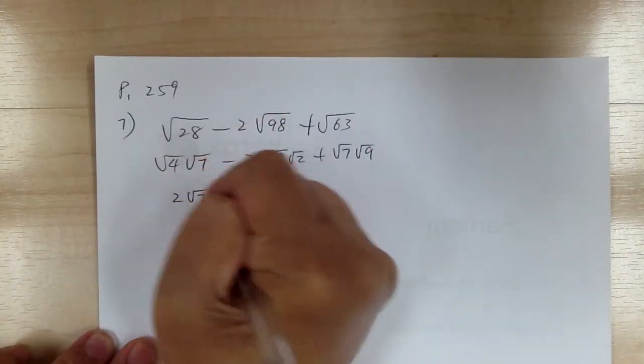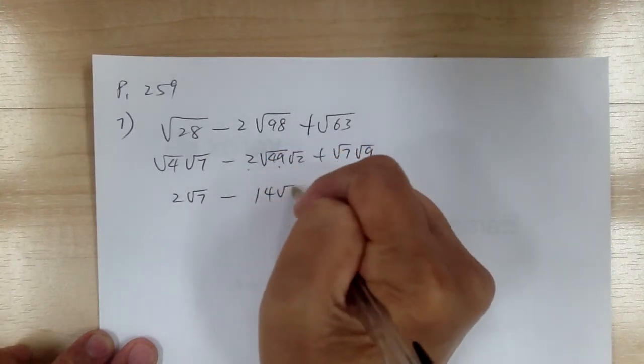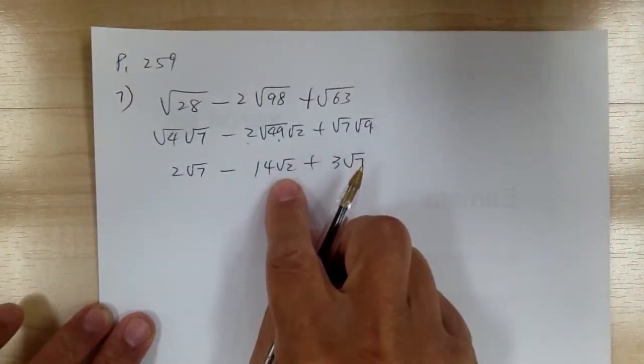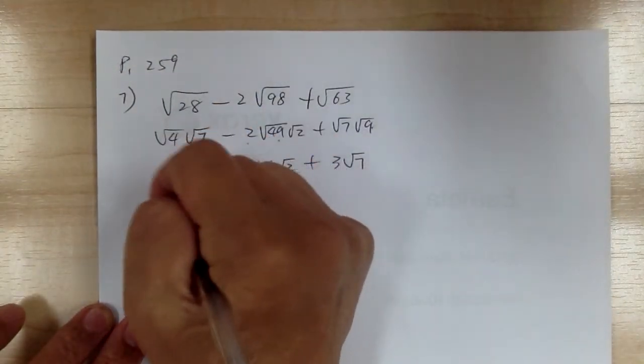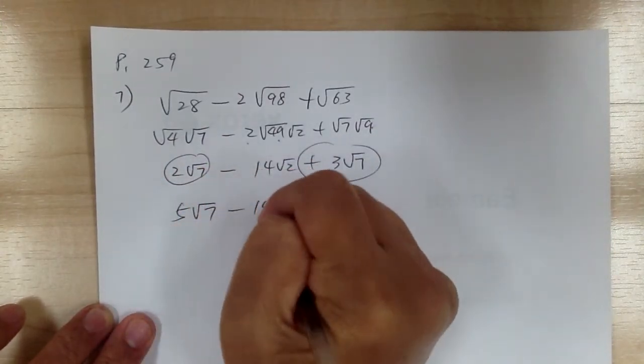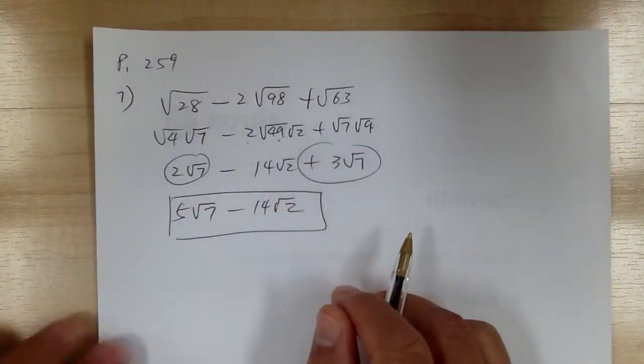So you get 2 square root of 7 minus, this is a 7 times 2 gives you 14. And this would be a 3 square root of 7. Okay, so this is a different one, so don't do anything to that. So combine these two. So you get 5 square root of 7 minus 14 square root of 2.